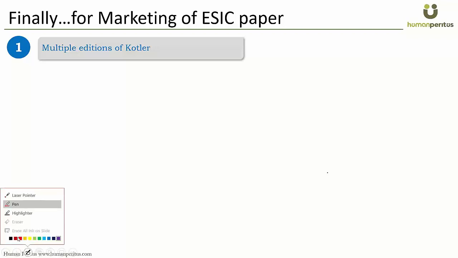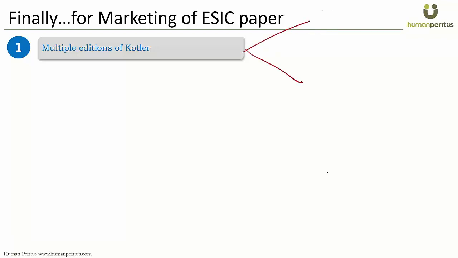Number 1, please understand that there is a difference of concepts in various editions of Kotler. For example, these days we are studying the 17th edition of Kotler, right? That must be available with you. South Asian edition of Kotler, around 700 pages, 17th edition. Now, guys, when you go through the 17th edition, please understand that this will not cover everything.